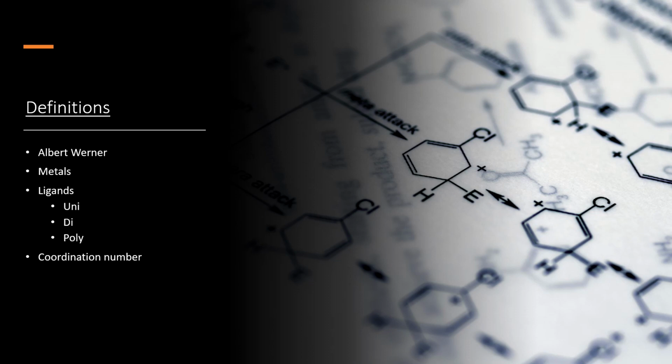Moving on to the coordination number. The coordination number is nothing but the number of ligands that are combined with a single metal. There are about 1 to 12 ligands. Now, if one metal is combined with two ligands, its coordination number will be 2. If it's combined with 4, its coordination number will be 4.